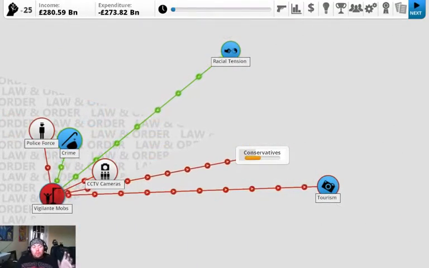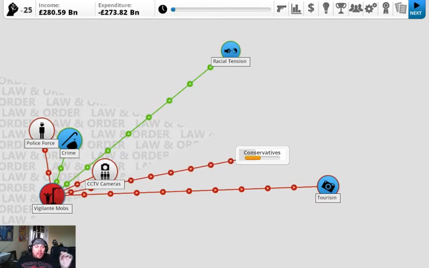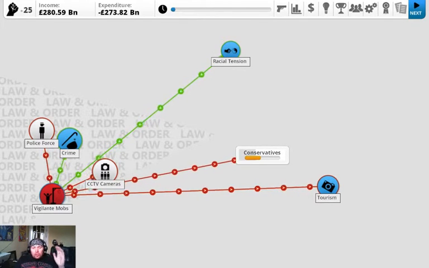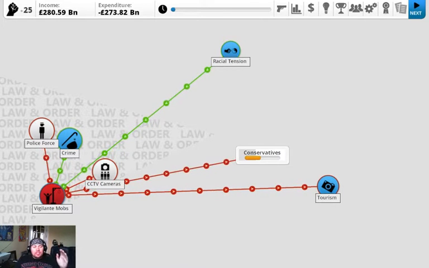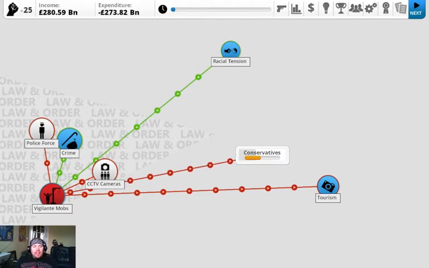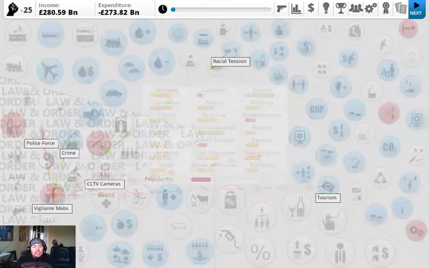Also, vigilante mobs. These appear to be a big problem for conservative voters, a big problem for tourism. Obviously, having violent vigilante mobs roaming around, big problem for tourism industry in the country. So what can we do about that? Police force, CCTV cameras, reduce racial tension, reduce the crime, reduces the vigilante mobs.